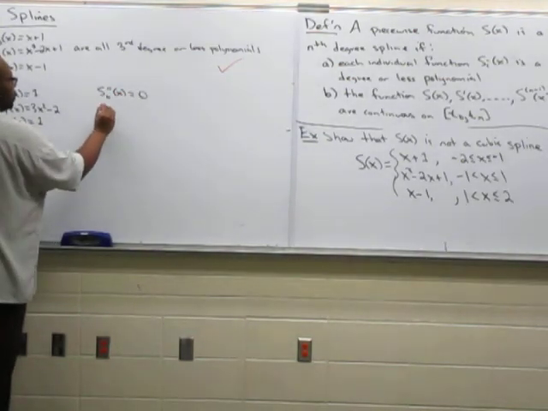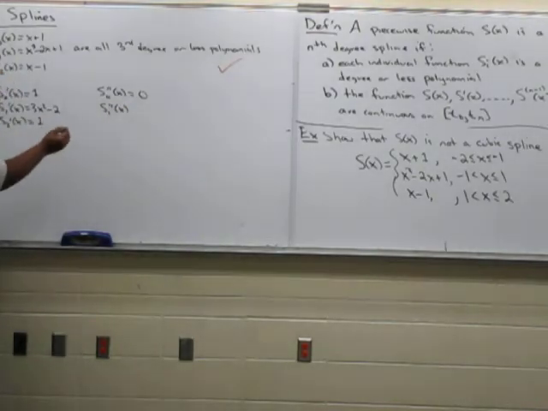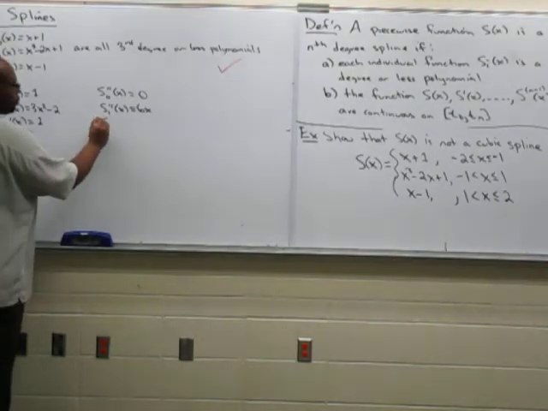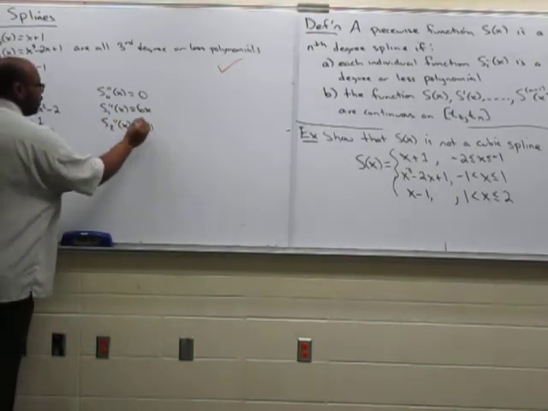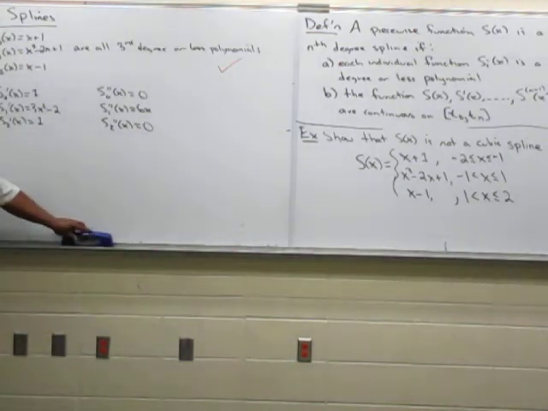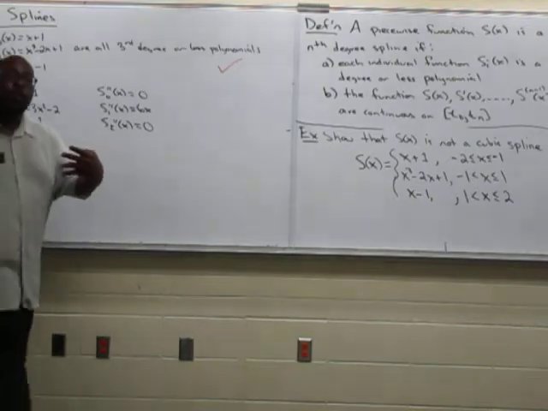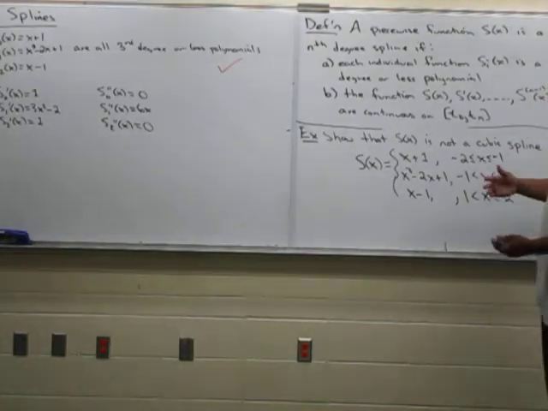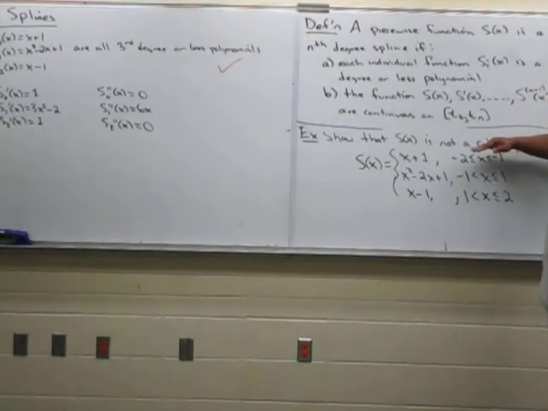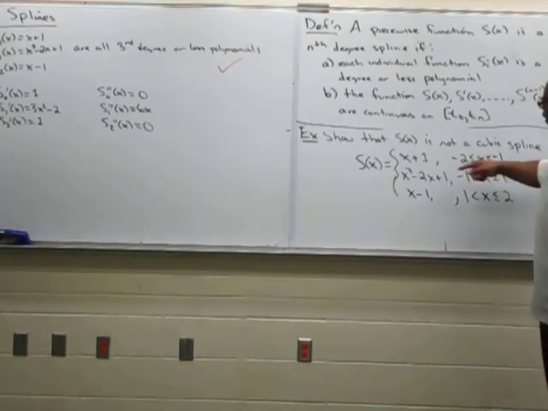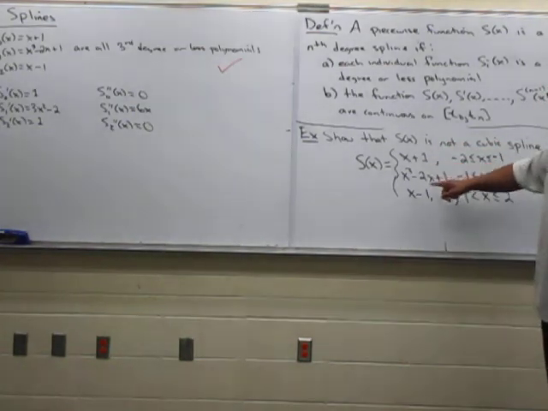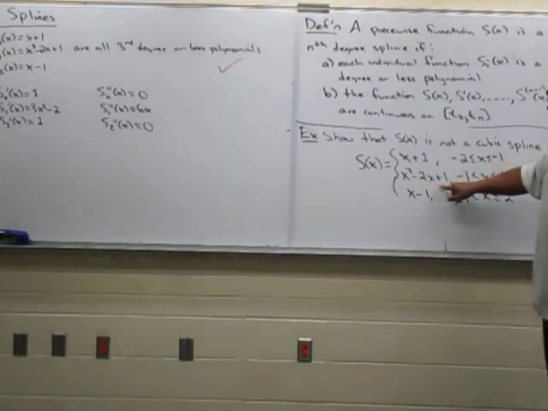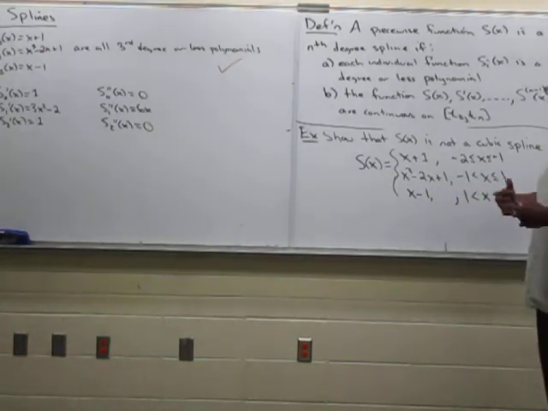s0 double prime is 0. s1 double prime is going to be 6x. And s2 double prime of x is going to be 0. Okay, so we have all these guys down. So let's check where these functions meet. We remember that polynomials are continuous everywhere. We're only going to have issues where the functions meet. So x plus 1 and x cubed minus 2x plus 1 are going to meet at -1. x cubed minus 2x plus 1 and x minus 1 are going to meet at 1. So we need to look at both of those locations.